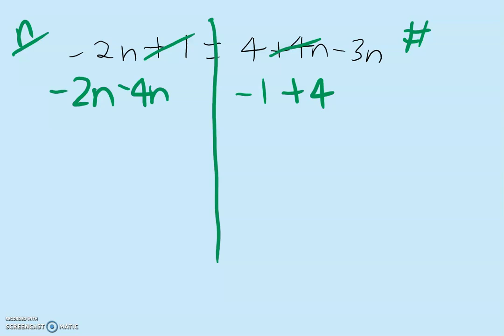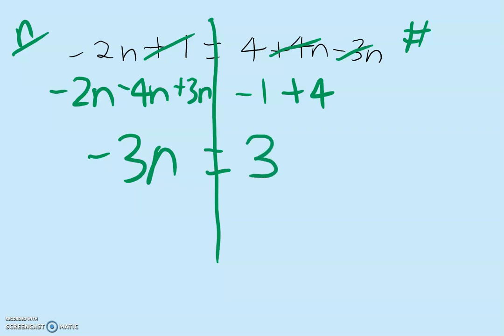And then lastly, this negative 3n, because it has the n, it needs to go on the left side. So I'm going to cross it out. This negative 3 becomes positive 3n. And then we combine each side. Negative 2 minus 4 is negative 6, plus 3 is negative 3. So negative 3n. And on the right side, we have negative 1 plus 4, which is positive 3.